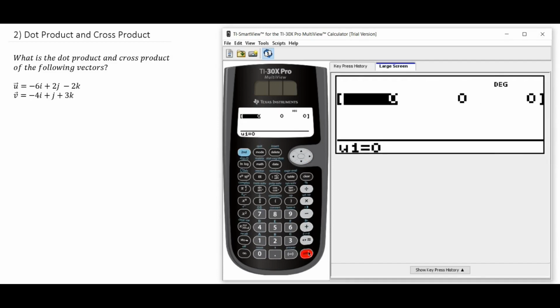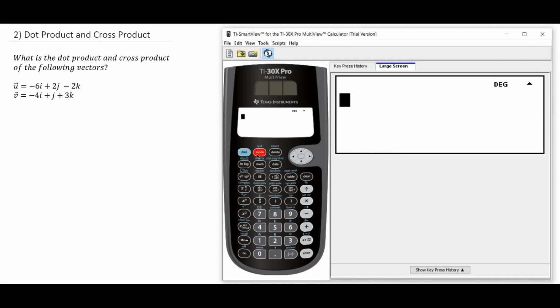And now I can input the values for vector u. After I stored the values for vector u, I'm going to press second quit. I'm going to do the same thing for vector v.